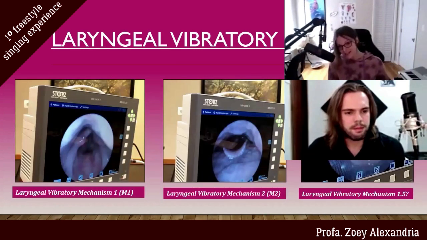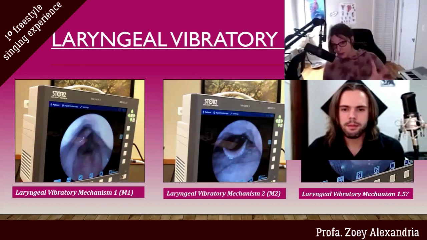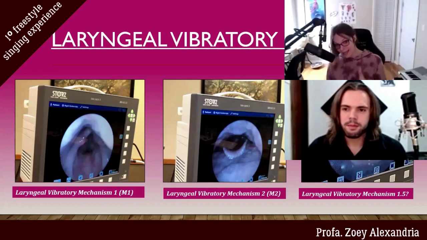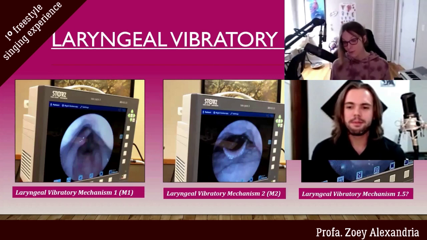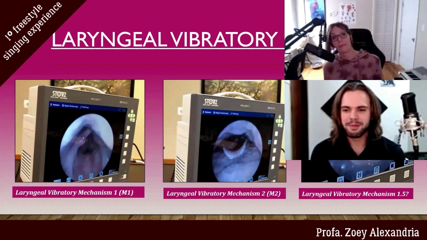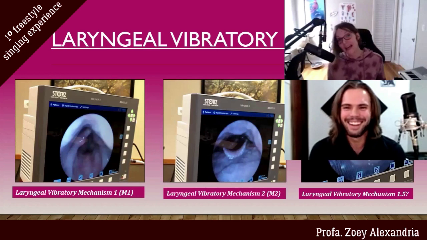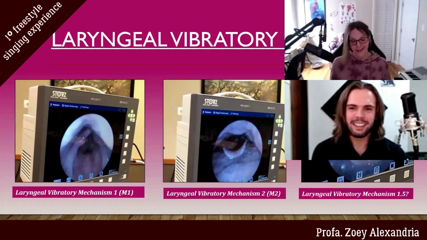In this next slide, we'll actually see a demonstration of each mechanism. The first one is M1, the second one is M2, the third one, you can define it yourselves. Call that whatever you may.